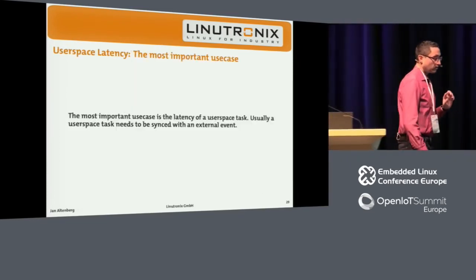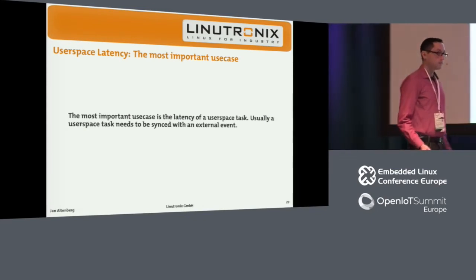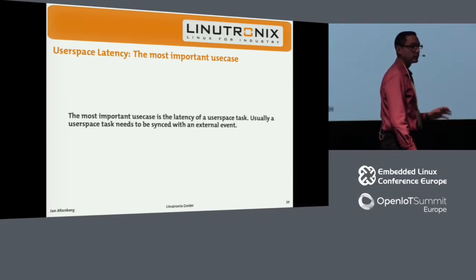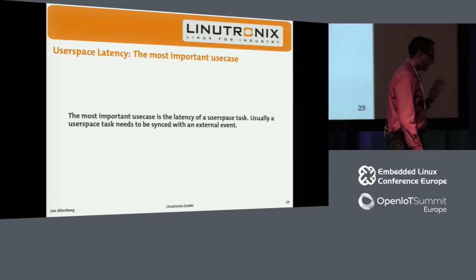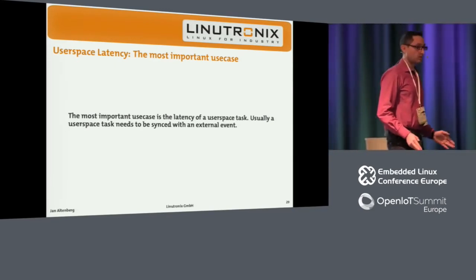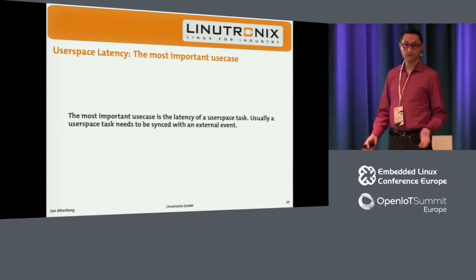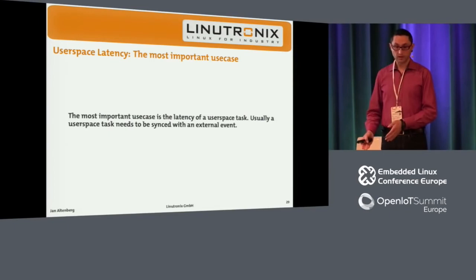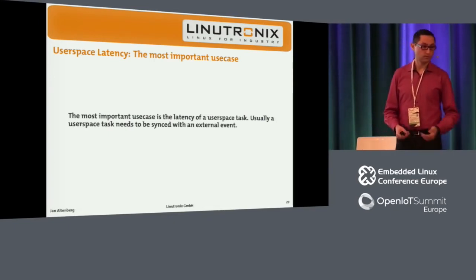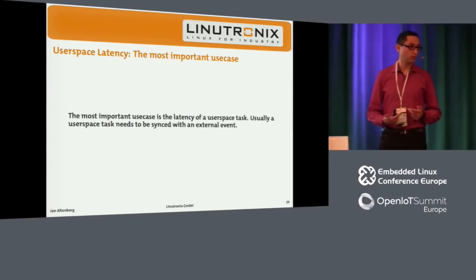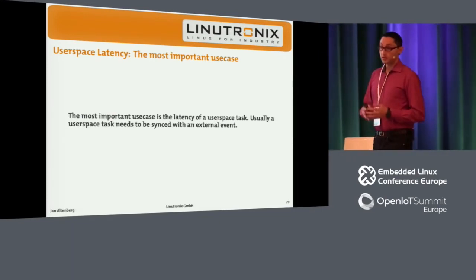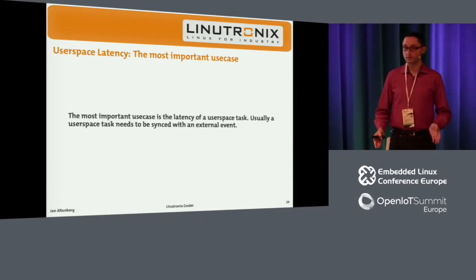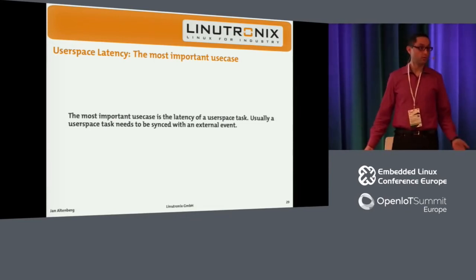So actually what we did was we had two use cases, and the most important one was the reaction time of a user space task. And this is basically the real-world example. If you need to react to an external event, basically you need to synchronize your user space task with some interrupt, like some field bus interrupt or whatever. But basically, you want to do your real calculations in user space. So this is basically the most important example.